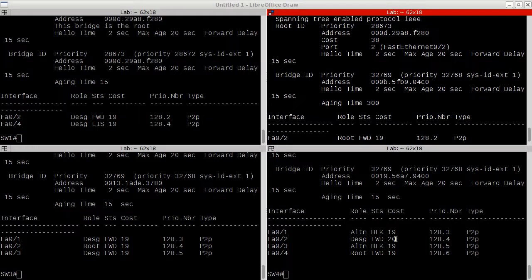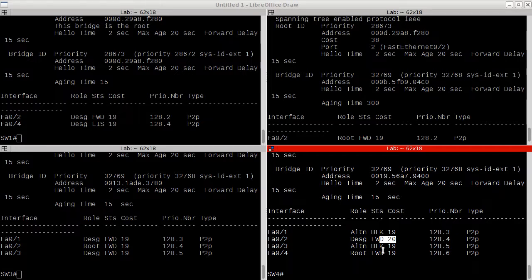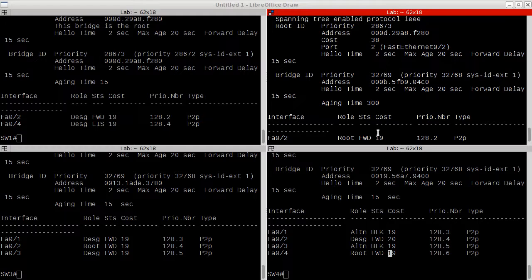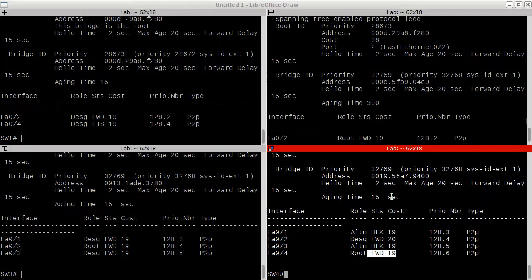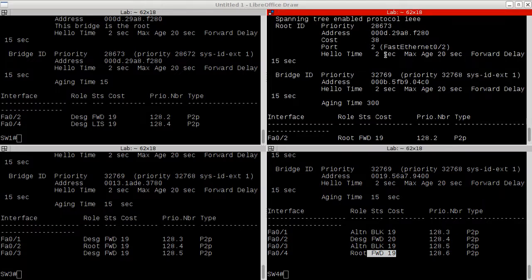Now, this shows you that the cost value is local, because even though we have a cost of 20 here, as far as this guy's concerned, we only have a distance of 38 instead of 39, because we have 19 from here to here. This guy receives it on Fast Ethernet 04, and then this guy receives it and adds his 19 as well. Even though it's going out 20, it doesn't get added on its way out, it gets added here when it's received.